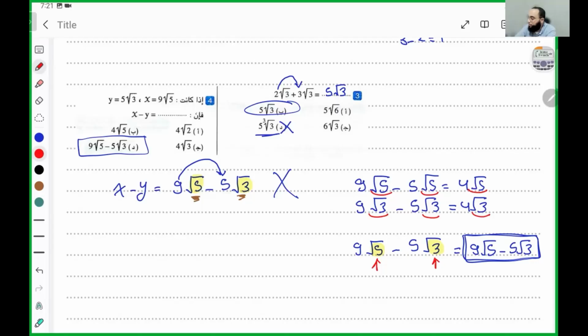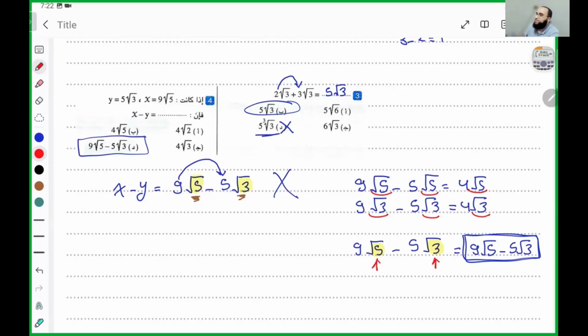If you want to add or subtract any two roots, they must be similar. Both must be like each other. The first is root 5 and the other must be root 5. And the first is root 3 and the other must be root 3. Now, if it's one root 5 and the other root 3, then we cannot add or subtract them. It's still itself.